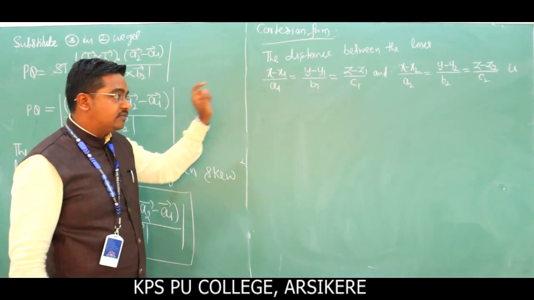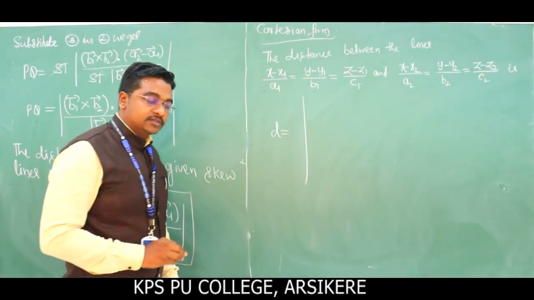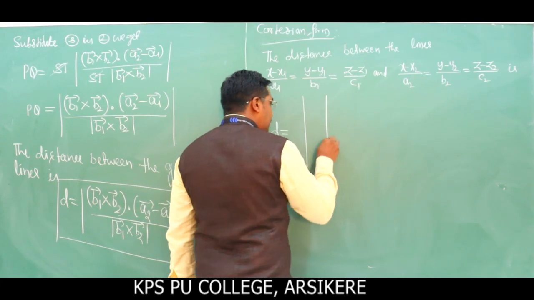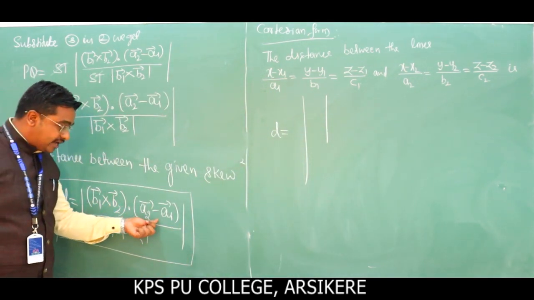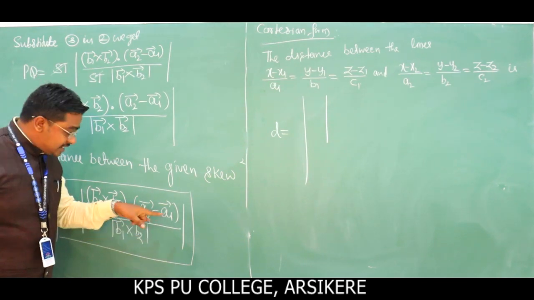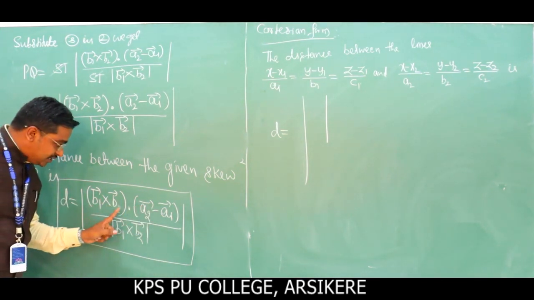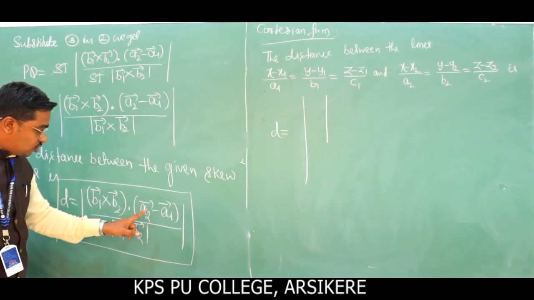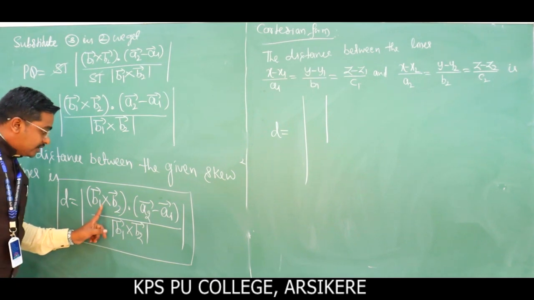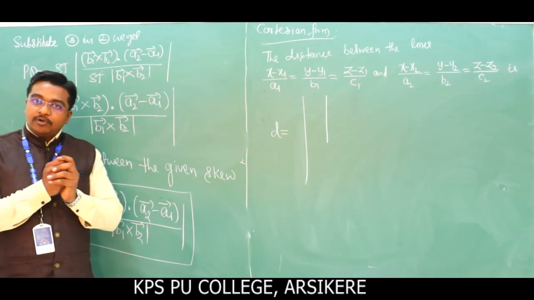This is the Cartesian equation: D is equal to modulus, just observe, this is very important, look here. So b1 cross b2 dot a2 minus a1 is there, this is nothing but a dot product. Here a2 minus a1 represents a vector. So a vector dotted with a cross product is a scalar triple product. I have told you about the scalar triple product.